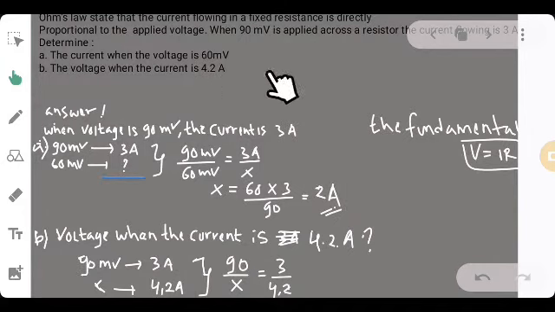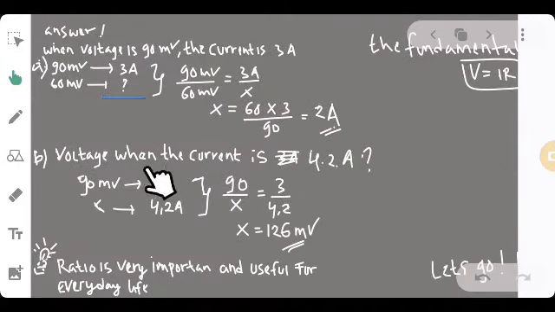And number B, when the current is 4.2 ampere, and 90 millivolt is 3 ampere, and x is the voltage for 4.2 ampere. The ratio is 90 over x equals 3 over 4.2, so x is 90 times 4.2 divided by 3, and you can find the result for the voltage: x is 126 millivolt.